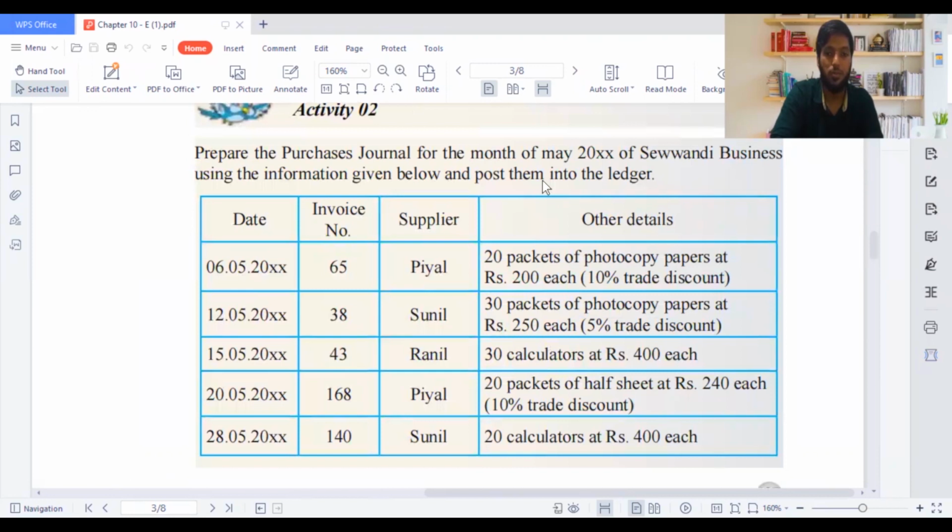Prepare the purchase journal for the month of May 2000 of Save One This business, and post them into the ledger using the information given below. But there is something: in the previous sum we didn't have trade discount, and even in the questions they didn't give trade discount, but they are given trade discount in this. Now you are a bit confused. How do I do this?